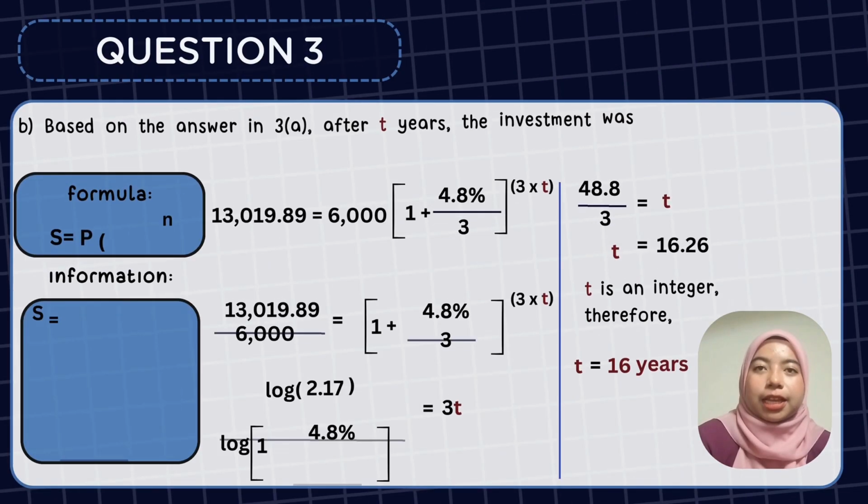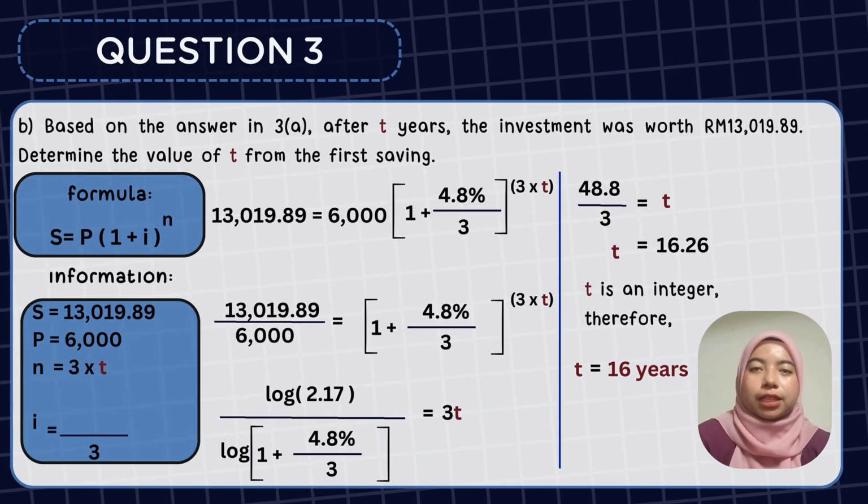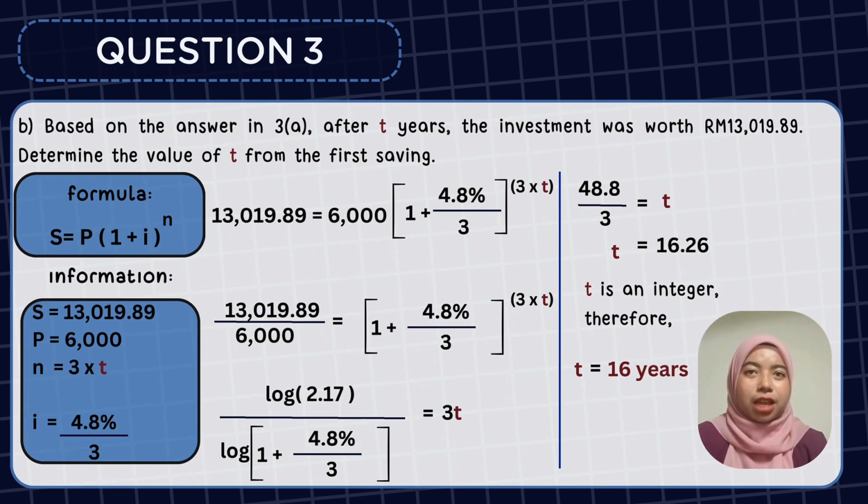S is future value equal to 13,019.89 ringgit. P is principal equal to 6,000. And N is number of interest period equal to 3 times T. I is periodic interest rate equal to 4.8% per 3. So to find the value of T, we can use the formula S equal to P bracket 1 plus I close bracket to the power of N. Then 13,019.89 equal to 6,000 bracket 1 plus 4.8% per 3 close bracket to the power of 3 times T.